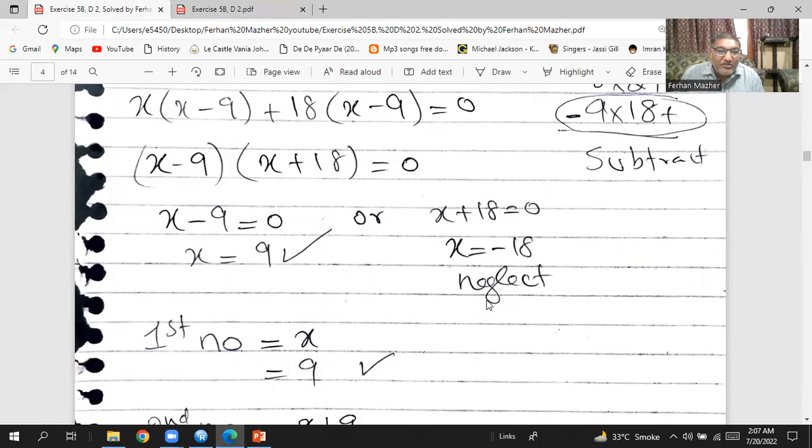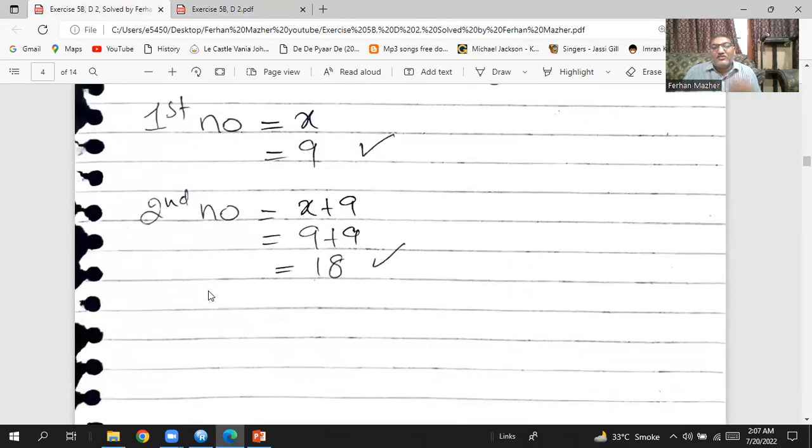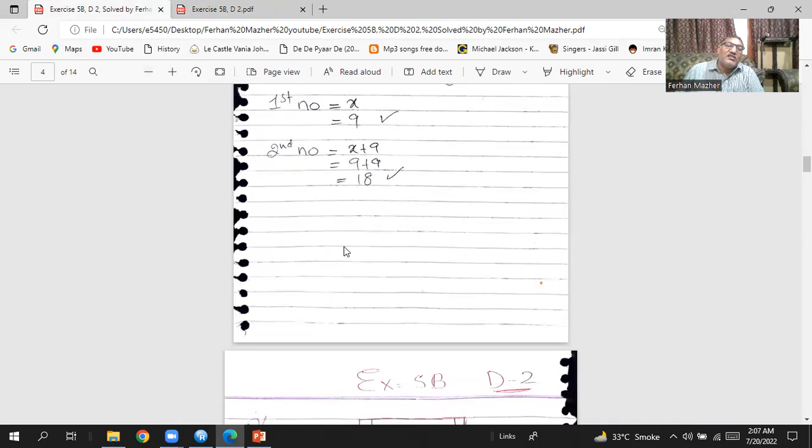Because this is a negative number, I will neglect it. So the x value is 9. So it means the first number, which we supposed is x, will be 9. The second number we supposed is x plus 9, so it will be 9 plus 9, and it will be 18. So this is how you do this question.